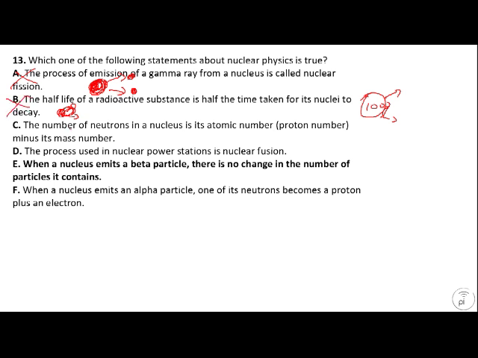Это тоже B неправильно. The number of neutrons in a nucleus is its atomic number, proton number минус mass number. Это совсем же наоборот, это mass number минус atomic number, it's number of neutrons, поэтому C неправильно.